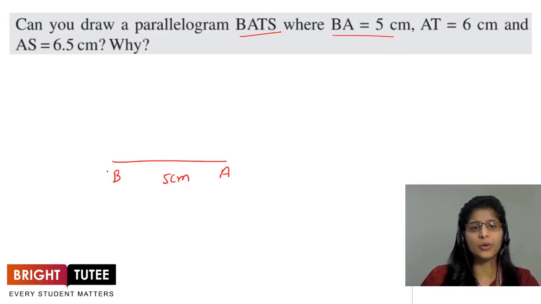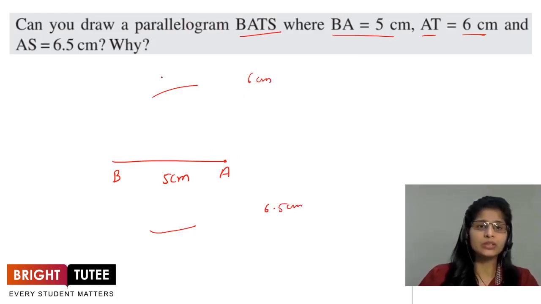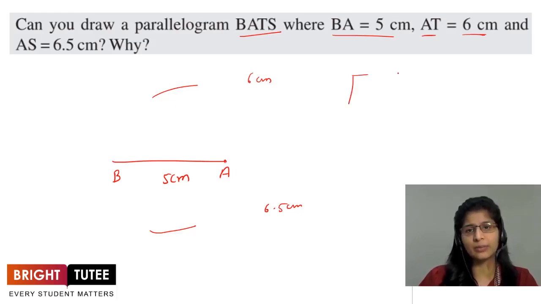Okay, now from point B, we have AT after BA. AT is 6 centimeter. So from point A, you will make an arc of 6 centimeter. It will be somewhere like this. And AS is 6.5. So if this side is point T, then this side will be point S. Suppose AT we have drawn as a 6 centimeter arc this side and 6.5 is drawn this side. So point here is the point T, so we need some arc to make it, right? So suppose I draw the BATS parallelogram like this.